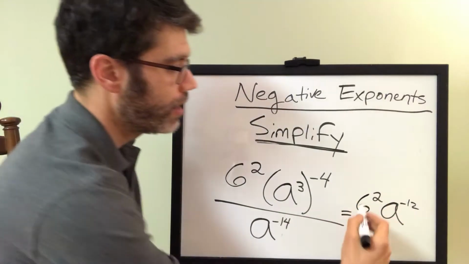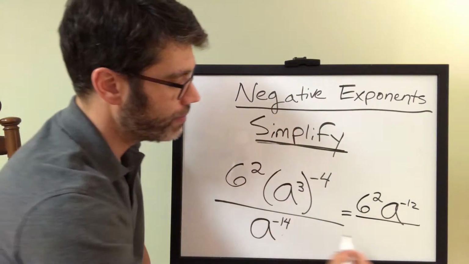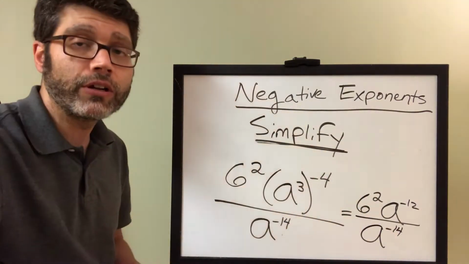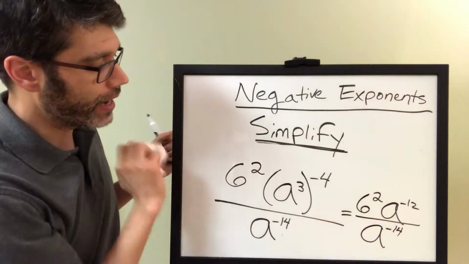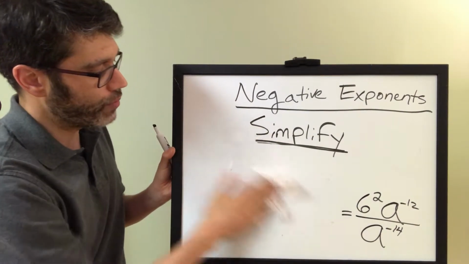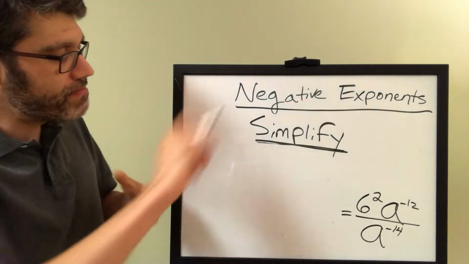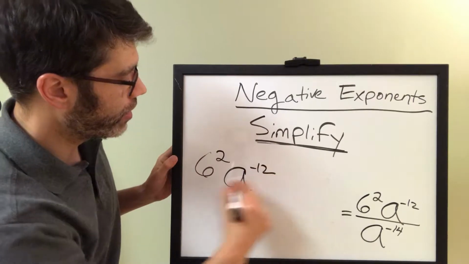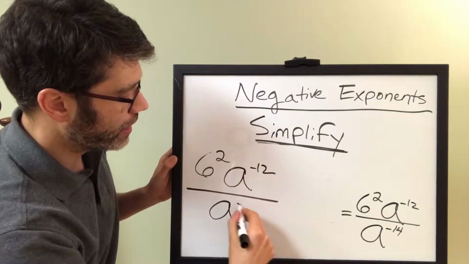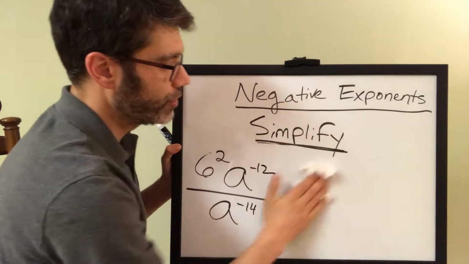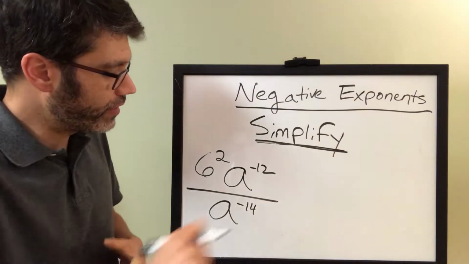No worries. All right, and then in our denominator, we've got a to the negative 14th. Again, negative exponent, we will take care of it. All right, I'm going to erase this right here just to give us some more room. And I'm going to rewrite what we have as our intermediary step, 6 squared a to the negative 12th over a to the negative 14th.